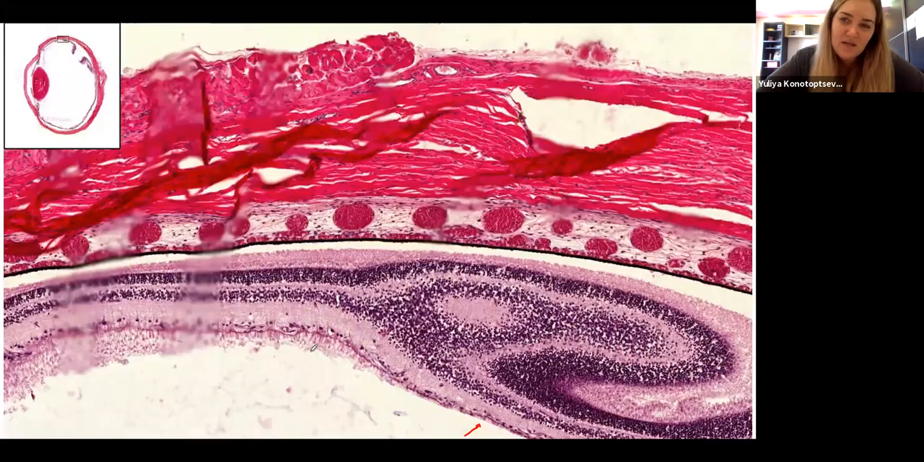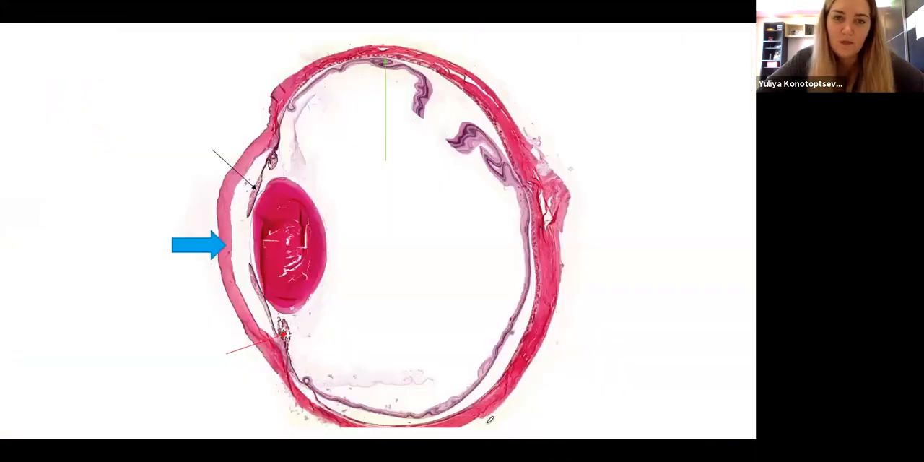Okay, the same idea here. Okay, so sclera, choroid, bunch of layers of retina. Just don't forget here, you can actually see the inner limiting membrane. Okay, finally, let's do the whole slide. I point, you tell me.